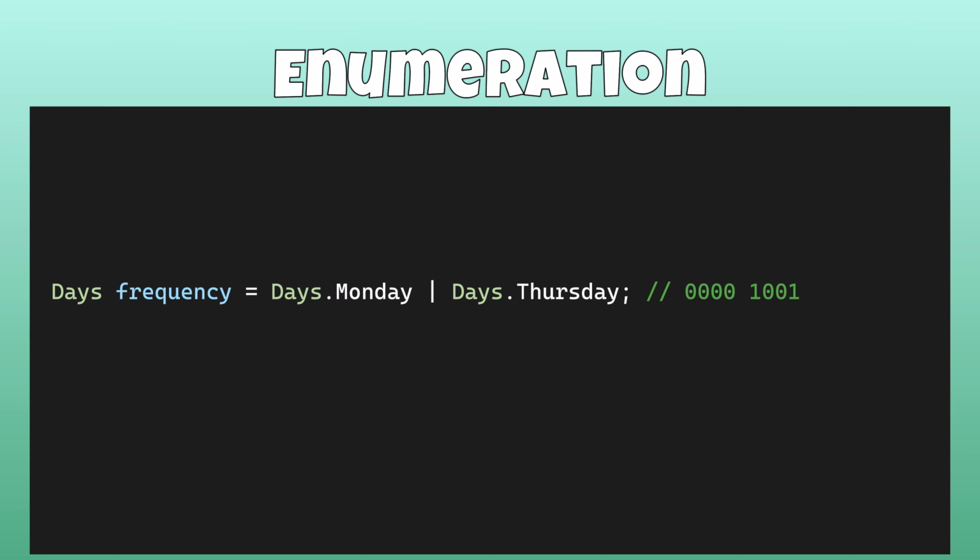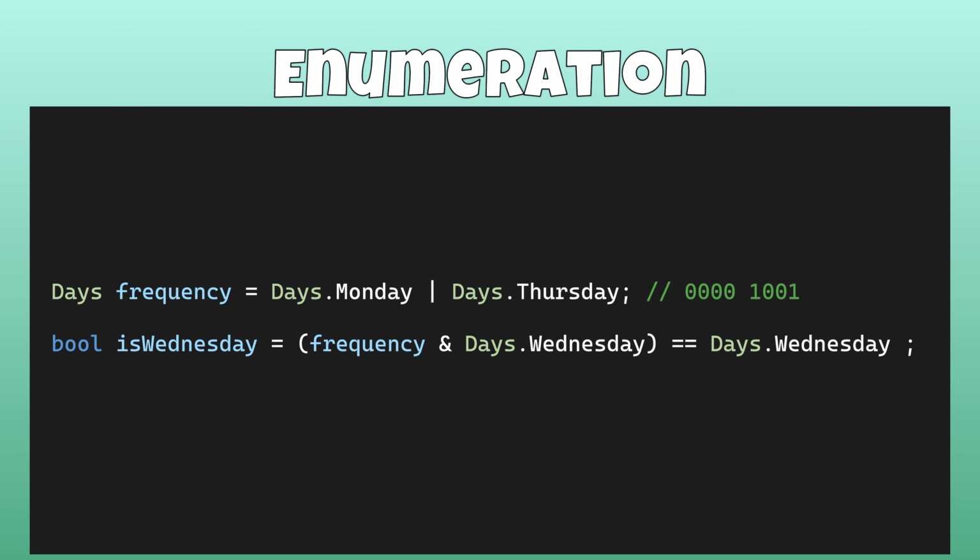And finally, if we want to test whether frequency contains the day Wednesday, we can use the AND operator in this way. So here we declare a boolean isWednesday, and its value will be a logical AND between frequency and the day Wednesday. And if the result of this AND is equal to Wednesday, then this means that Wednesday is selected in frequency. You can also use the hasFlag method, which is used like this: Frequency.hasFlag, and between parentheses you pass the value you want to check. So here, is Wednesday selected in frequency?